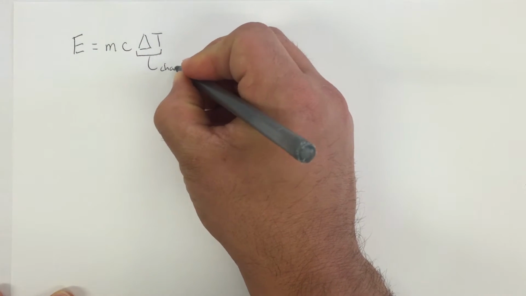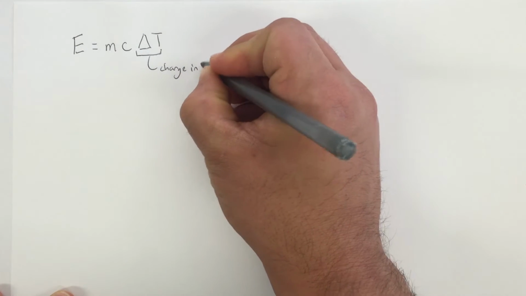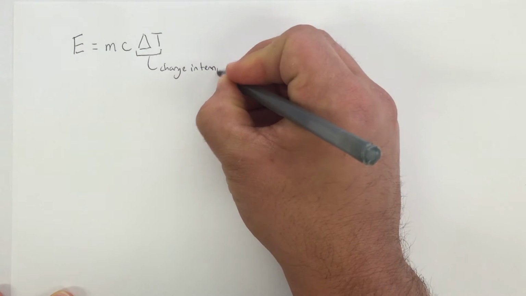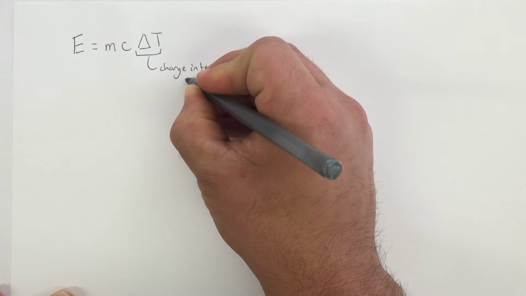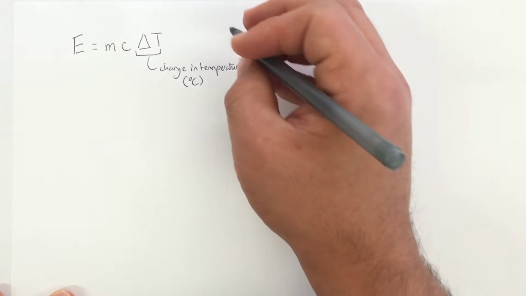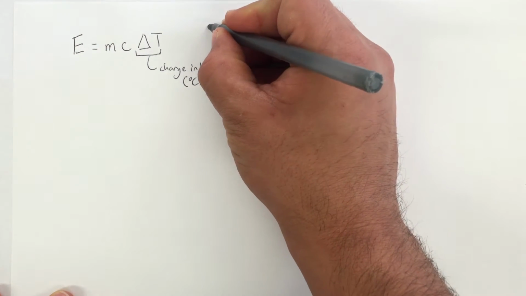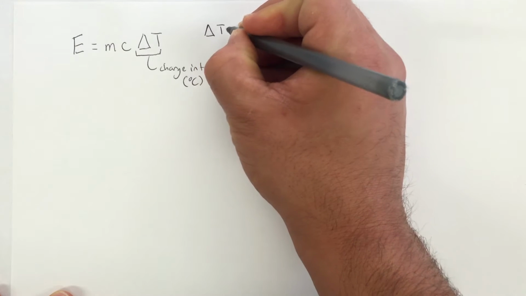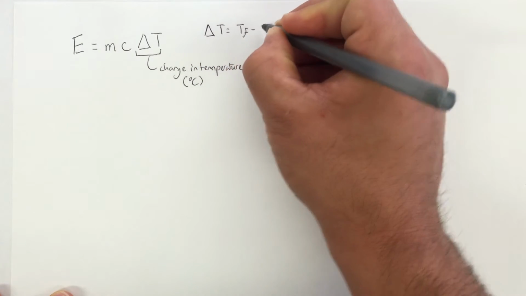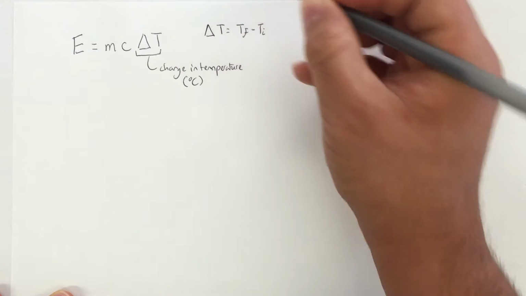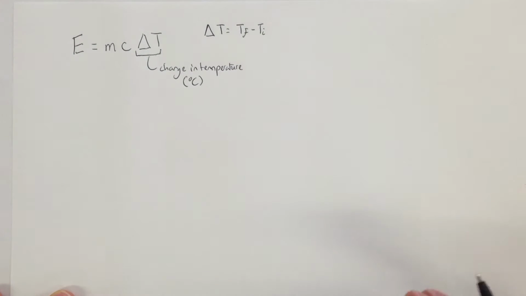So change in temperature usually is written in units of degrees C, but it could be Kelvin because it's a change in. And we can have another little equation that goes with this, which is that change in temperature is equal to final temperature minus initial or starting temperature. So if you want to know what the change is, we always do final take away initial.